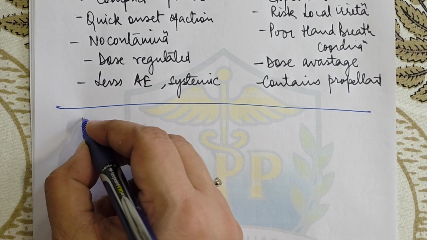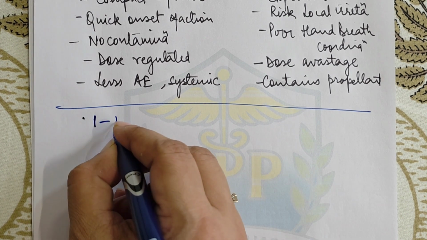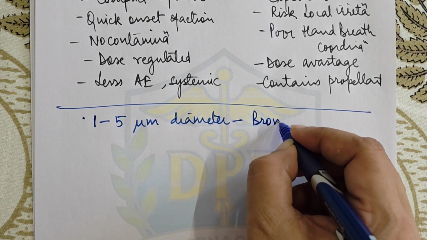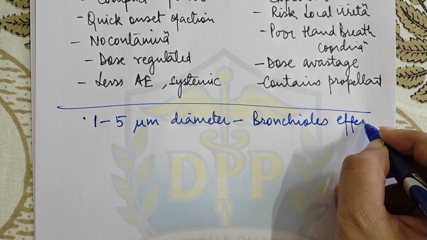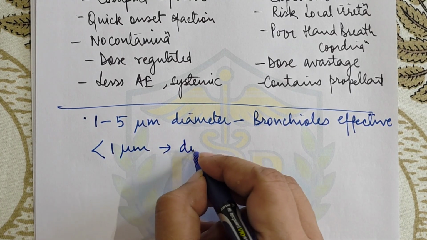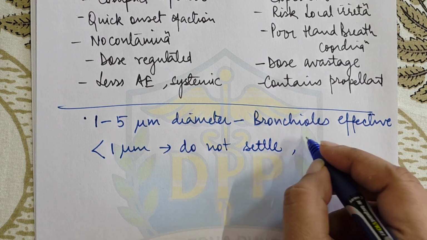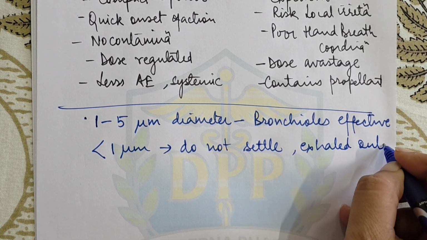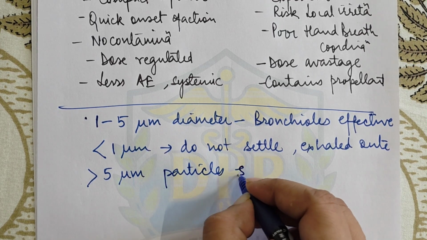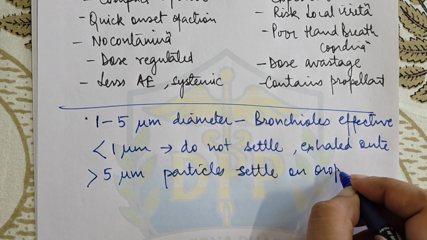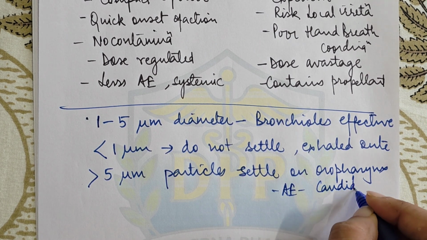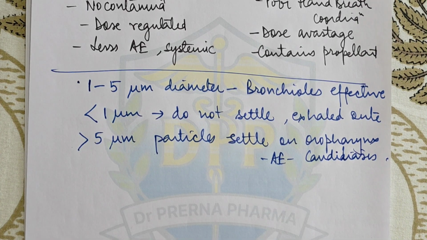Now, something very important which you should know and remember always, very important from the MCQ point of view also, is that the efficacy of the drug depends upon the particle size. Particles of 1 to 5 micrometer diameter reach the bronchioles and deliver the drug effectively, right? Particles less than 1 micrometer do not settle anywhere and are exhaled out, while particles more than 5 micrometer settle on the oropharynx.